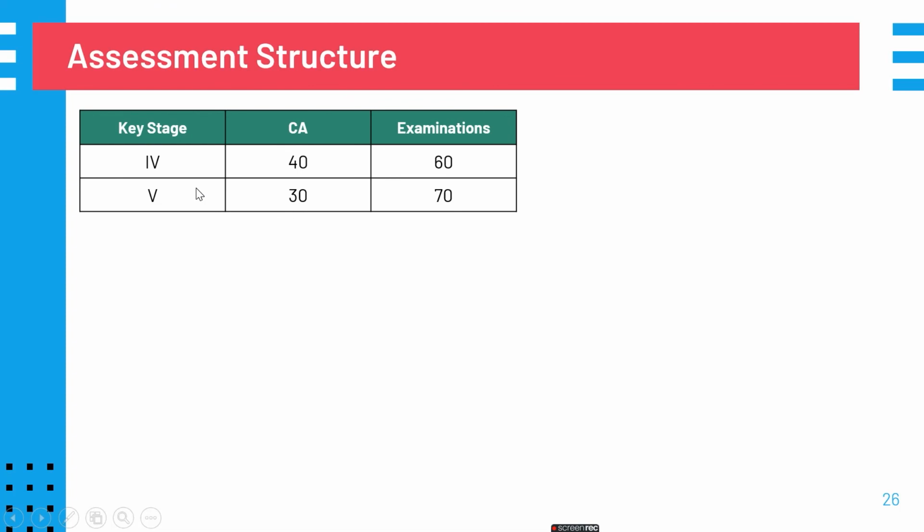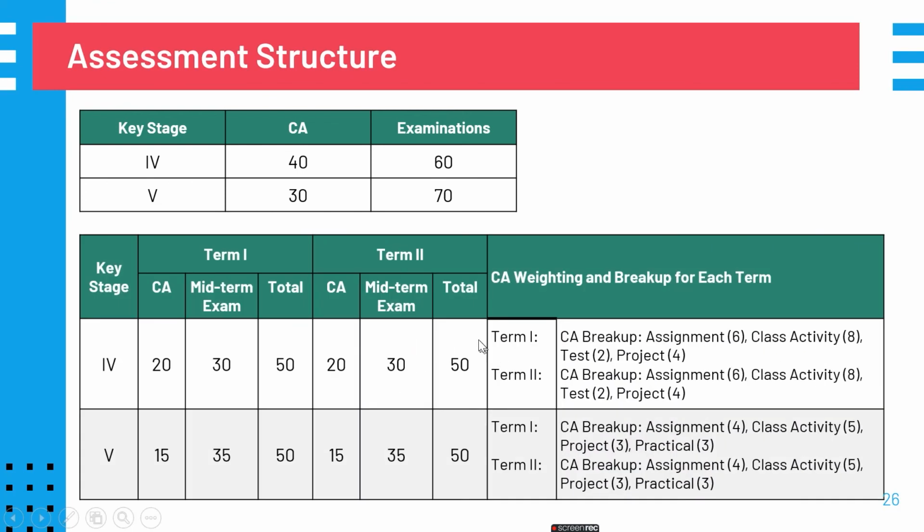Similarly, for Key Stage 5, that is for class 11 and 12, we have 30% CA, which is 15 plus 15, 15 in the first term and 15 in the second term, and 70% for written examinations, which is 35 in the first term and 35 in the second term. Now, these are further broken down into these columns. This is for term 1 and this is for term 2.